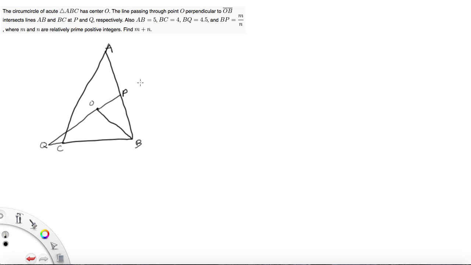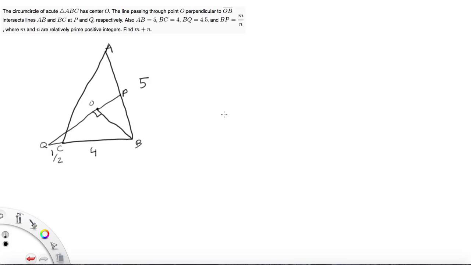And then it gives us a couple of lengths. AB is equal to 5. BC is equal to 4. And QB is equal to 4.5, which means that QC is equal to 1/2. Now we know that these two lines are perpendicular, so I'll draw that in. Now this diagram has all the information from the problem on it.